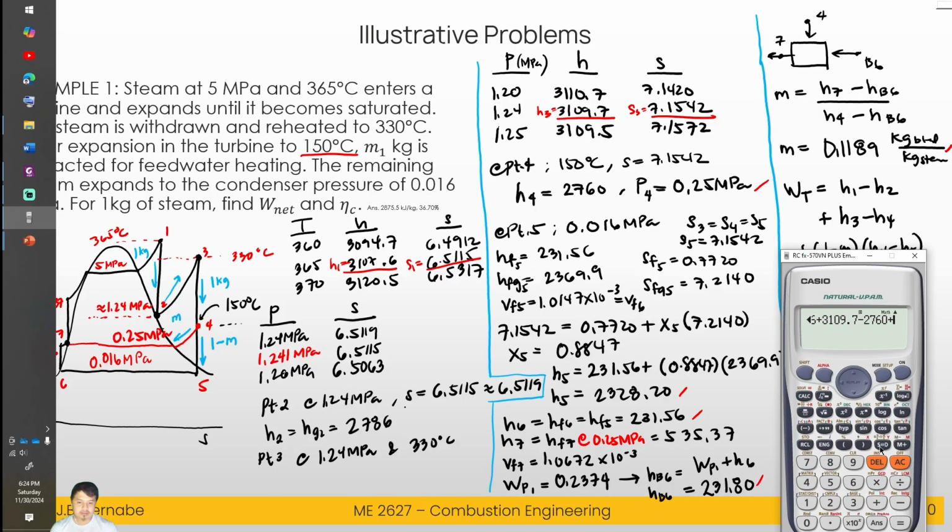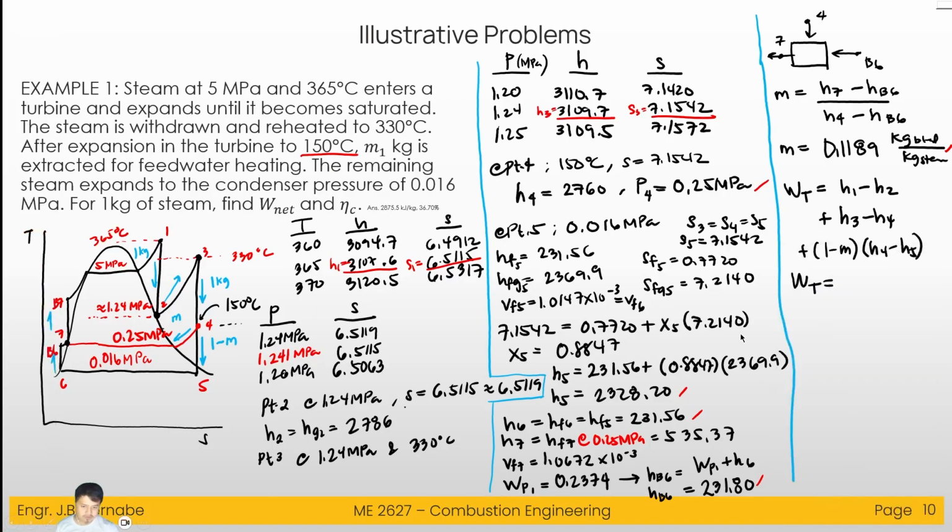plus 1 minus m, so 1 minus 0.1189, multiplied by H4 minus H5. So 2760 minus H5, 2328.2. Yan. So the turbine work is 1051.76. To find the network, actually we haven't found the pump work pa pala, no?